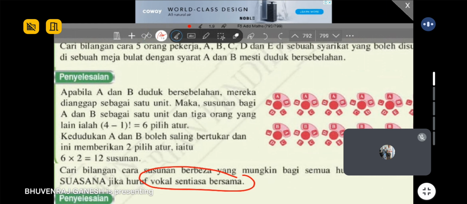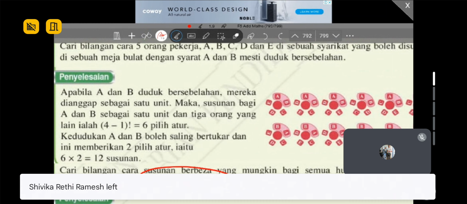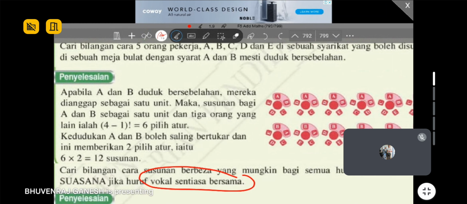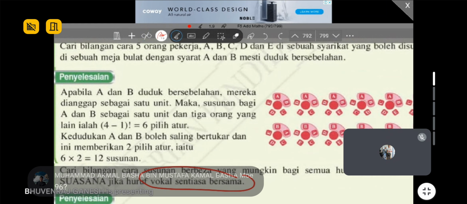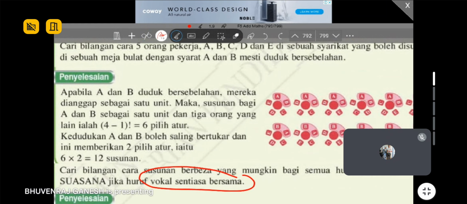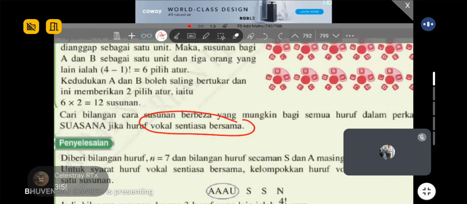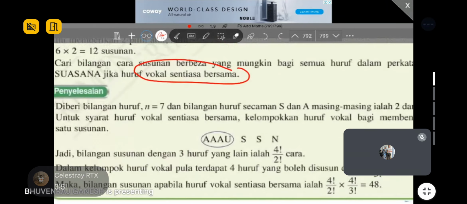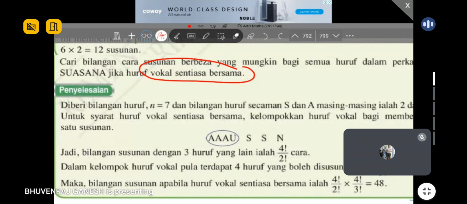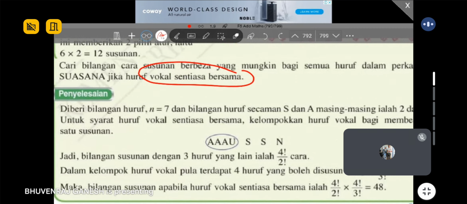What is the answer? Wow, not bad. Very fast. Okay, let's check and see. Okay, the correct answer actually is 48. Okay, very close already. You just missed the last step.